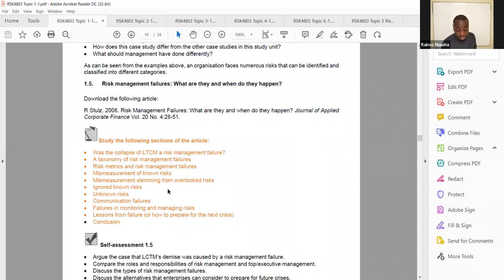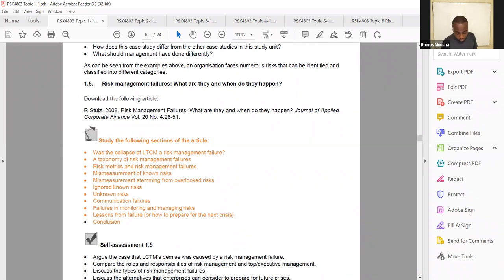Although we have never really seen study unit 1.5 in the previous exams, we are going to go through it in detail, so that in case it comes, we understand how to approach the question. Just in case it comes in the future, at least you'll know exactly how to approach those questions.